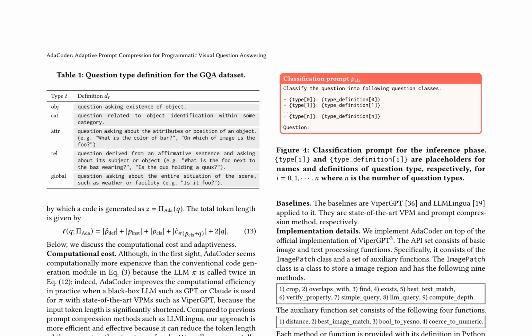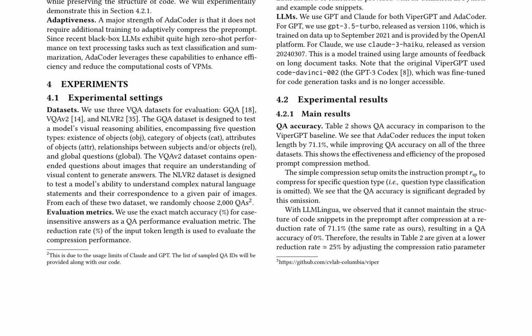The method compresses prompts for VQA models, such as ViperGPT, by adaptively generating code snippets and API definitions based on the input question type. The compression process involves two stages: question type classification using a classification prompt, and generation of corresponding code snippets and API definitions using the LLM. The total token length of the compressed prompt is calculated as the sum of the lengths of the code snippet, API definitions, and classification prompt.